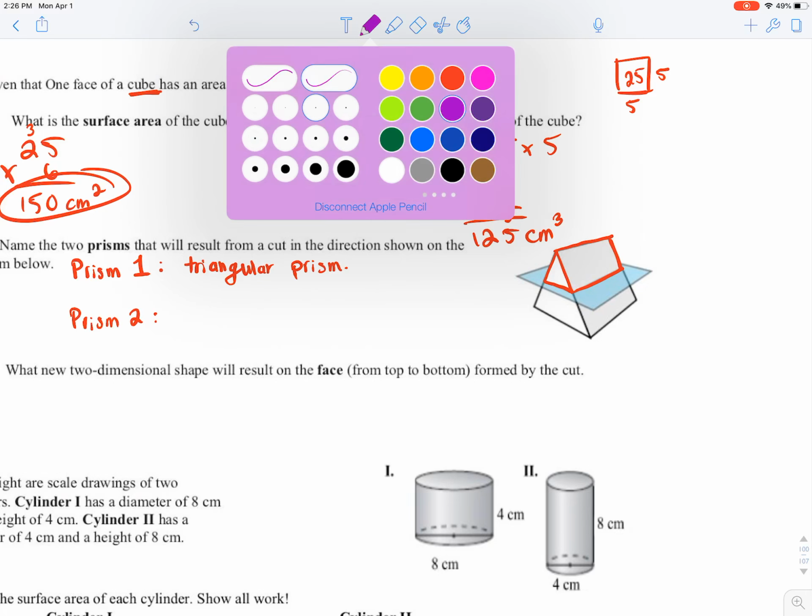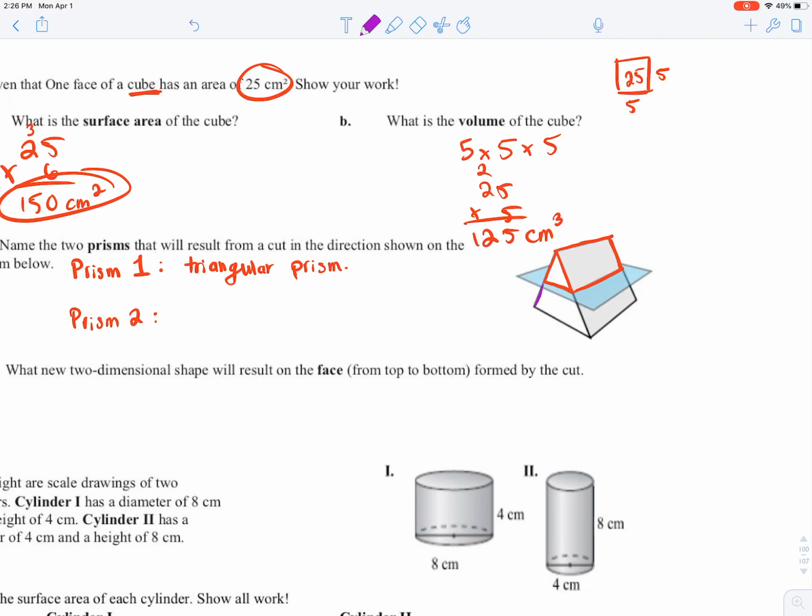I'm going to do this in purple. Well, if you take a look, what shape is this right here? What shape is that? Well, hopefully you said a trapezoid. Okay, so we can call this prism a, if you guys just say trapezoid prism, I'm okay with that, but the technical term is trapezoidal prism because the base is a trapezoid, okay?